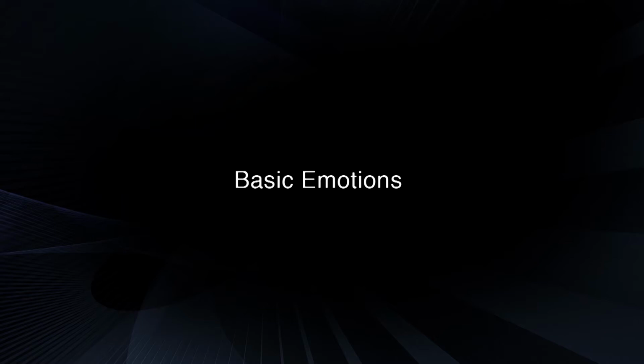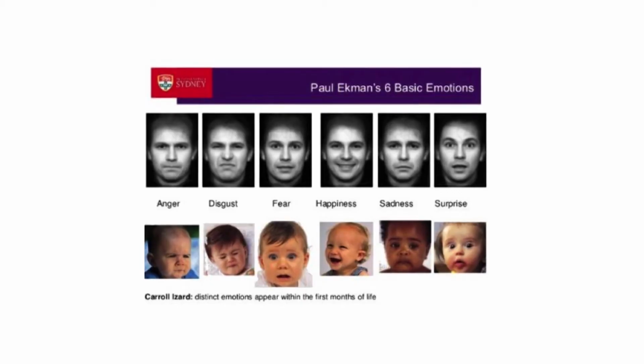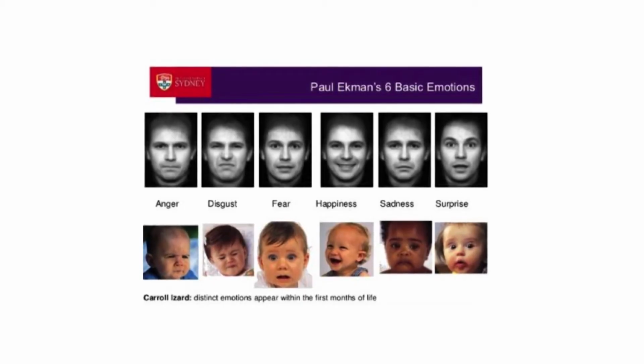Let us look at the basic emotions. During the 1970s, psychologist Paul Ekman identified 6 basic emotions and suggested that they were universally experienced in all human cultures.